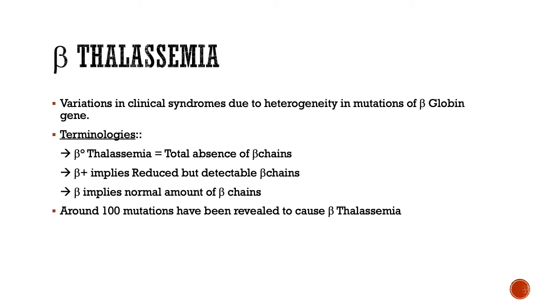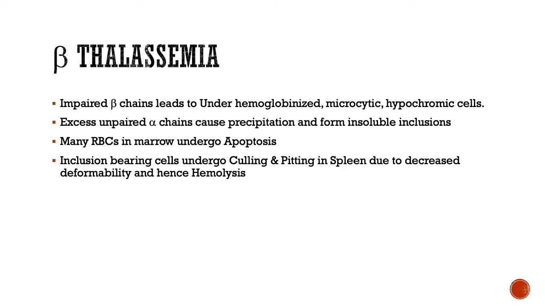In beta thalassemia, the variation in clinical syndromes is due to heterogeneity in mutations of the beta globin gene. The terminologies used are beta 0, where there is total absence of beta chains, beta plus, which implies reduced but detectable beta chains, and beta, which implies a normal amount of beta chains. Around 100 mutations have been revealed to cause beta thalassemia.